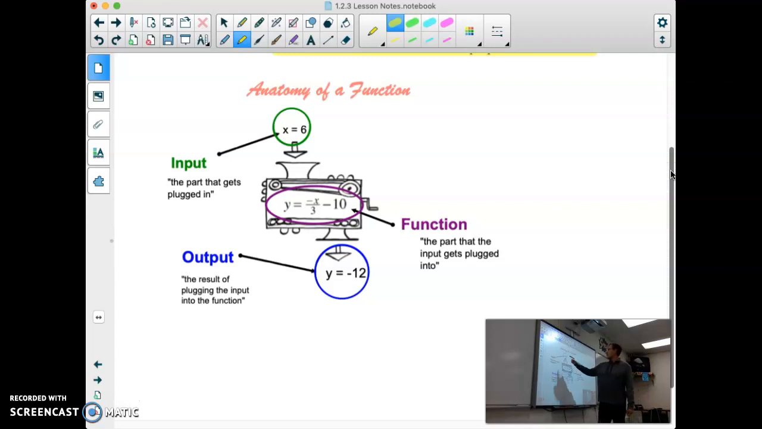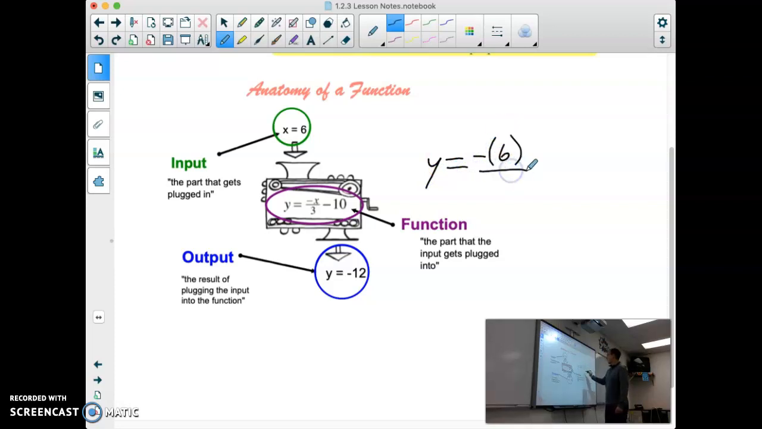So we have our input of x, we have our function in the middle here, where this x equals 6 gets plugged into that equation here. So when we do that, we would get something like y is equal to -6 over 3 minus 10, because that 6 gets plugged in right here, which would look like this, and then we would get our output, or our y value, of -12. So that's what we've seen before.